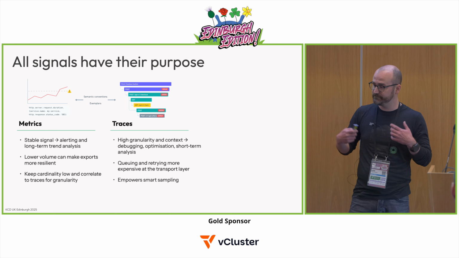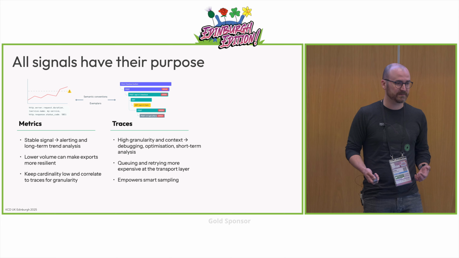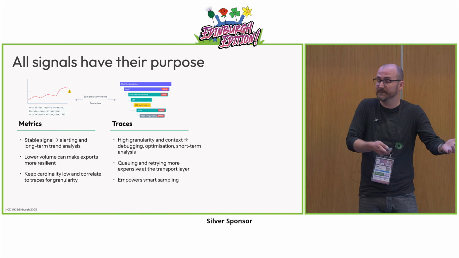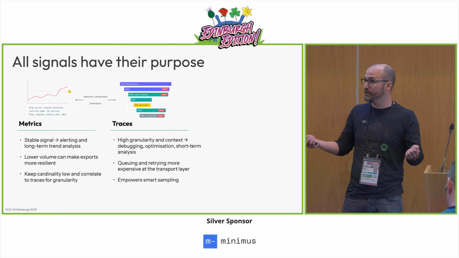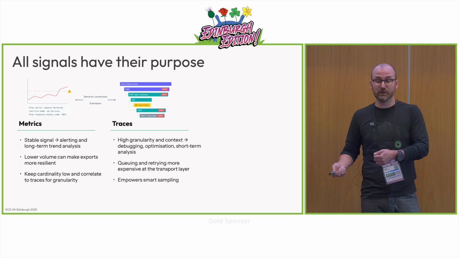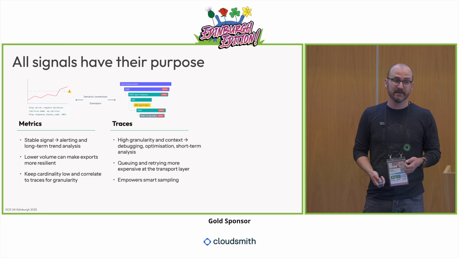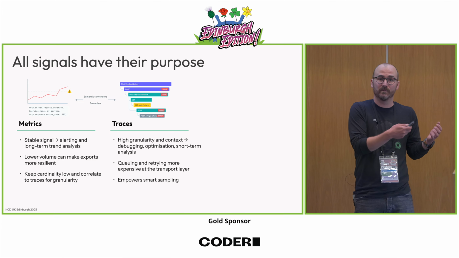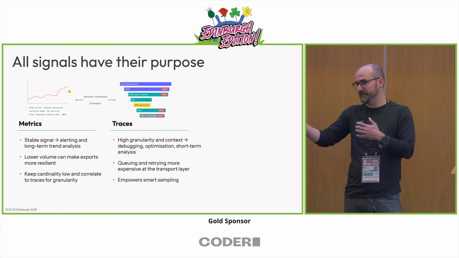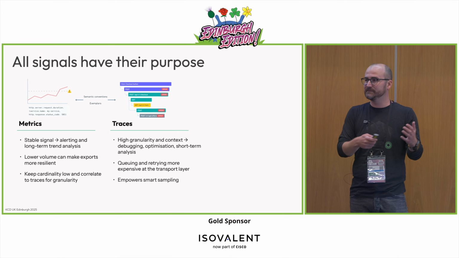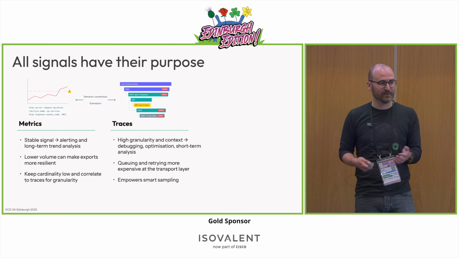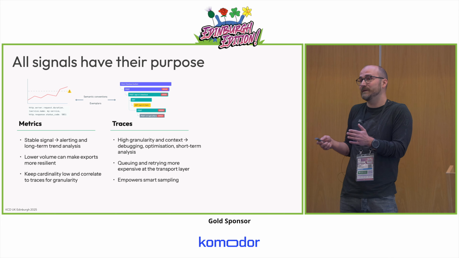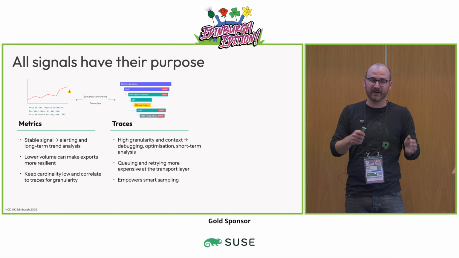So they allow you to basically debug your workloads, work on optimization, short-term trend analysis, and then you can also generate metrics from spans as well, right? But that high volume does mean that it's a bit more expensive to queue, more expensive to retry. But the good news is that with tracing and with context, we can do better sampling. There's head sampling, tail sampling. I would be here for another 20 minutes if I were to explain that, so I'm not going to, but there are better ways of making sure that we store the information that is useful to us and discard the rest.